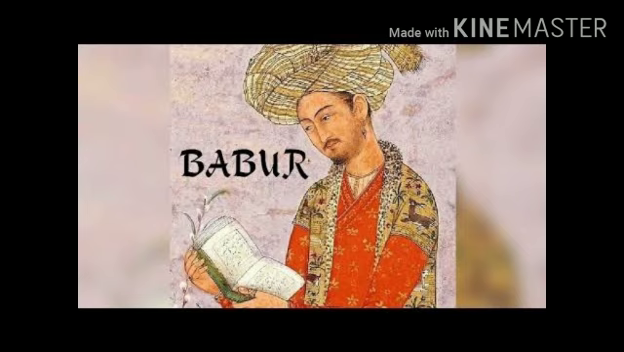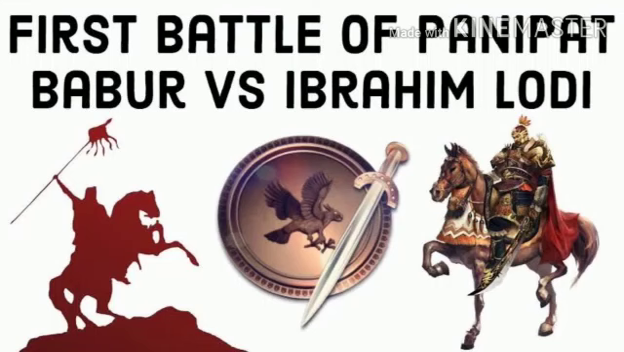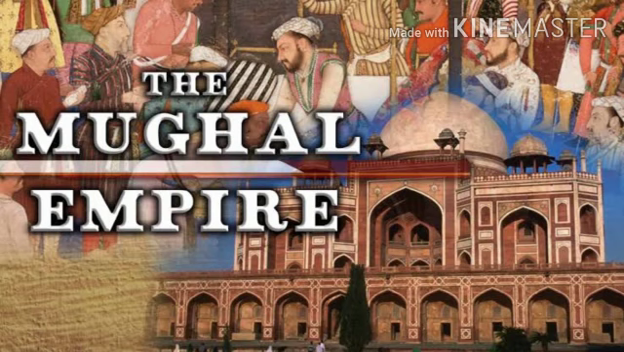Babur, who was struggling in his homeland, took advantage of the situation and invaded India. The two forces clashed in 1526. It was the historic battle of Panipat. Ibrahim Lodi was defeated and overthrown. This ended the Sultanate and the Mughals began to rule India.